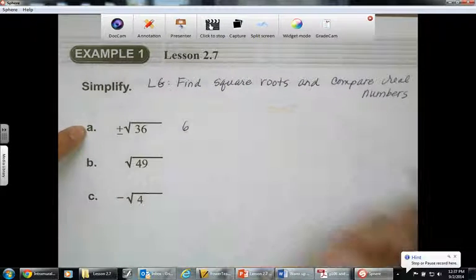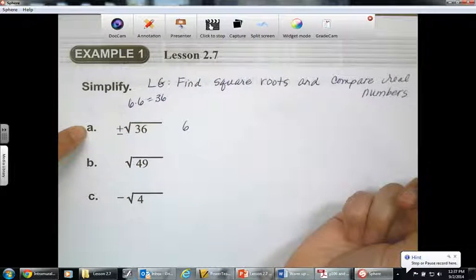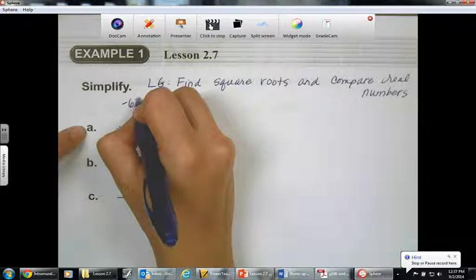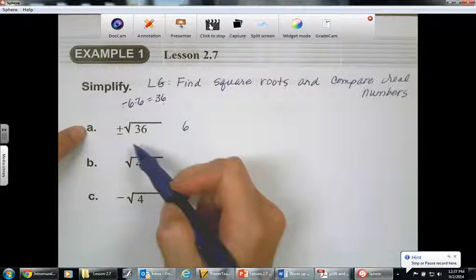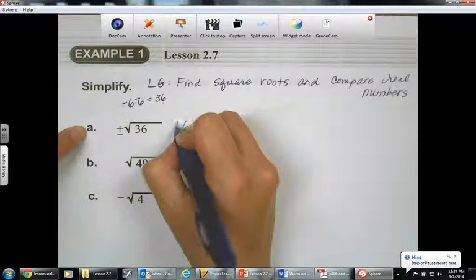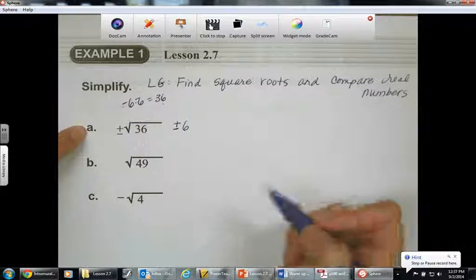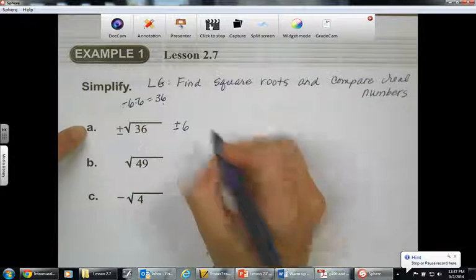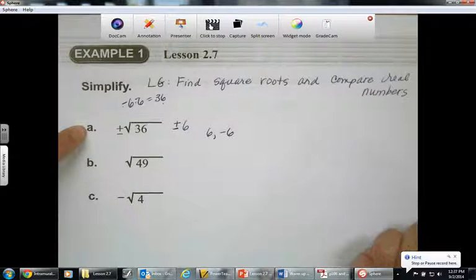If I was to take 6 times 6, I get 36. But also, if I change this to negative 6 times negative 6, a negative times a negative is always a positive also. So what they're saying here is that they want the positive and the negative square root of 36. They want both answers. So some books are going to write it like this, and some books are going to write it like this to show two answers. Okay? So you can write it either way, but that's what that means.